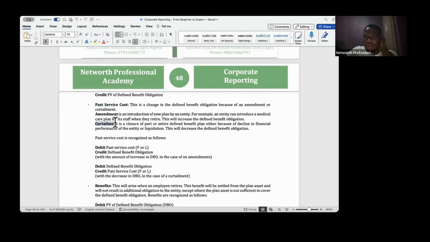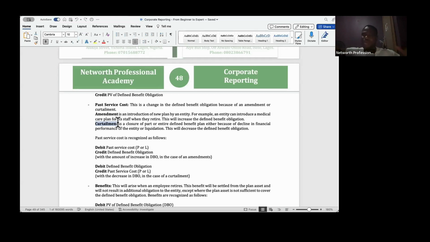And it could be a curtailment also. So curtailment, to put it simply, is a closure of a plan. Maybe the entity said, okay, when you retire, we'll pay school fees for your children. They have factored that into their contribution and all of that. They just said, we are not doing that again. They closed it. So maybe there's a decline in performance, maybe the company is liquidating, whatever the reason. The important thing is that they say they are not doing it again.